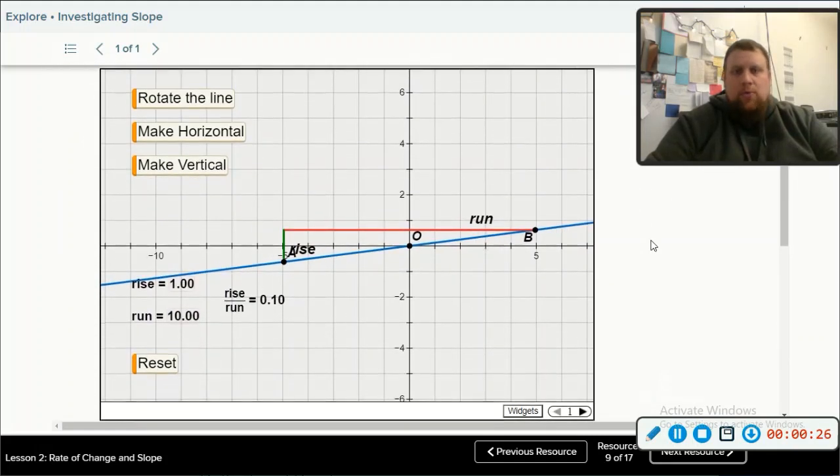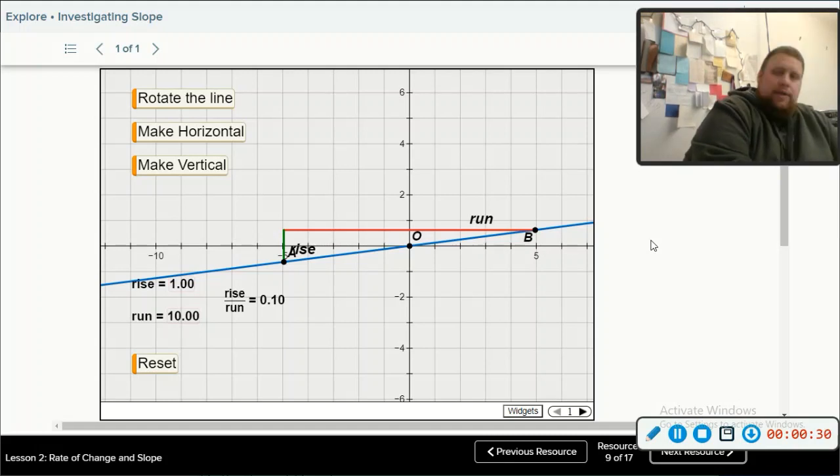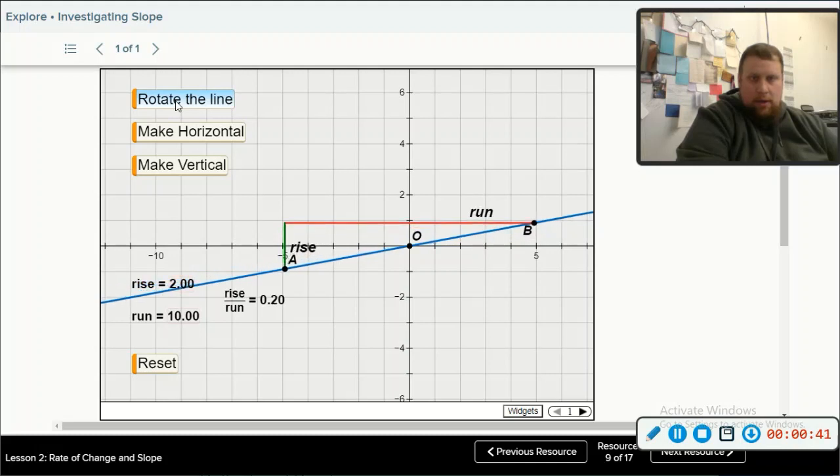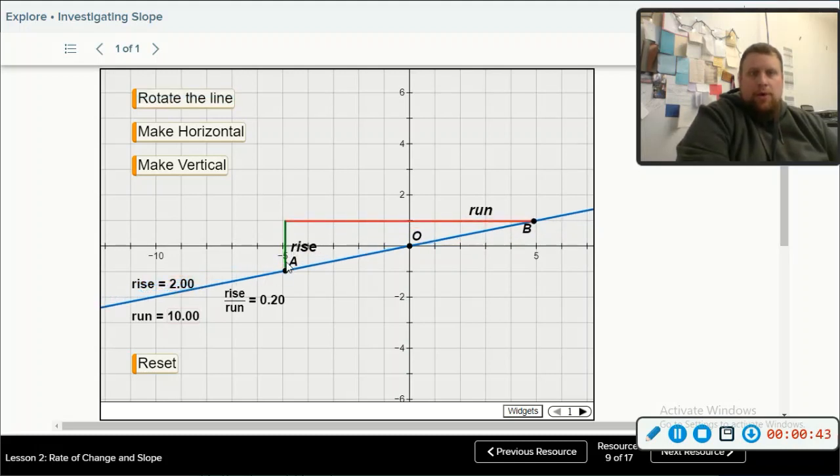Okay, slope is rise over run. I've got a wireless mouse here, got to turn it on. So you notice we have our rise right here and our run. So our rise over our run.